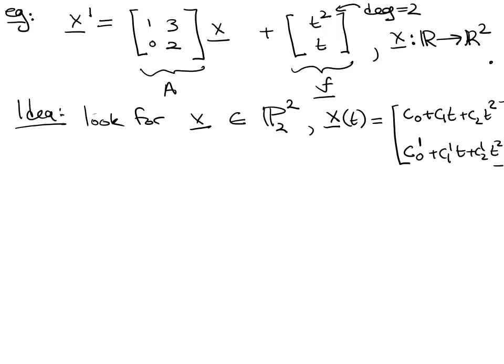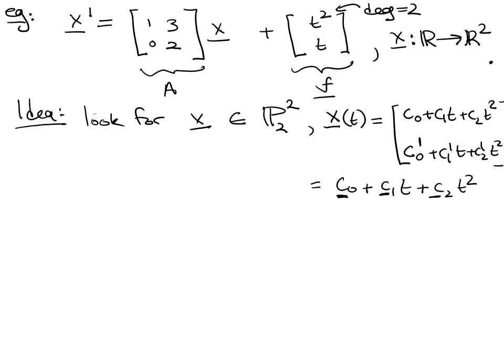So what we're going to do is we're going to write this slightly differently. Right now, I've written it as a vector, each of whose entries is a polynomial. But I could also just group it by the terms, the constant terms, the t terms, and the t squared terms, and write this as c0, where c0 is a vector, plus c1, where c1 is a vector in R2 times t, plus c2, where c2 is a vector in R2 times t squared.